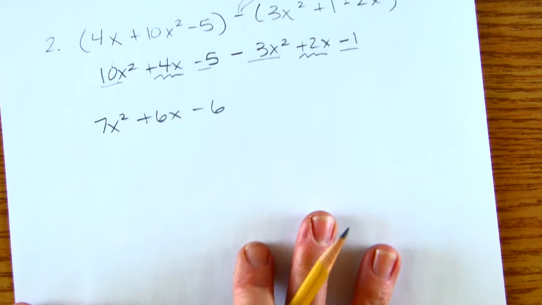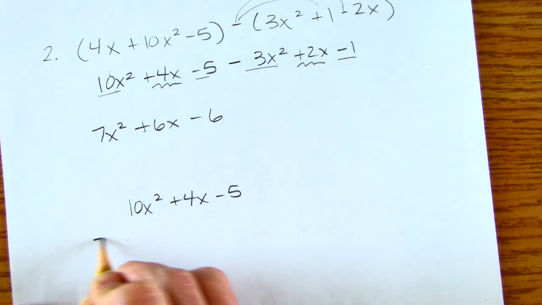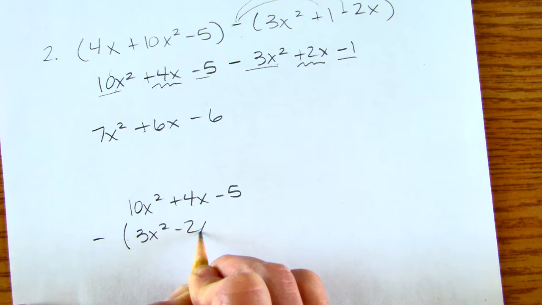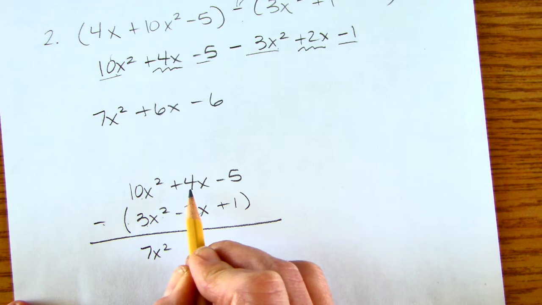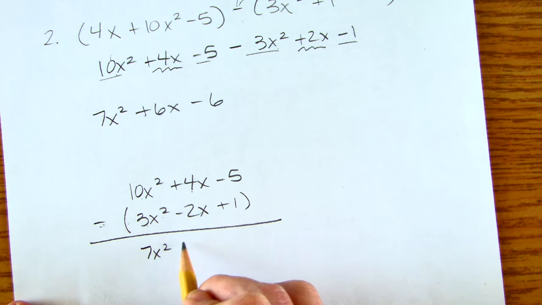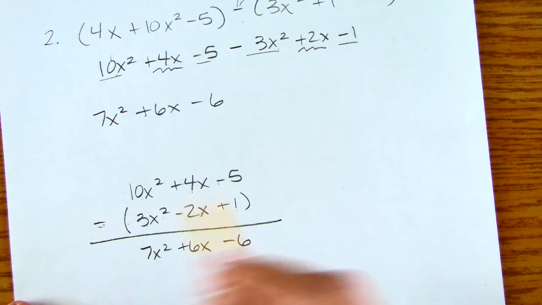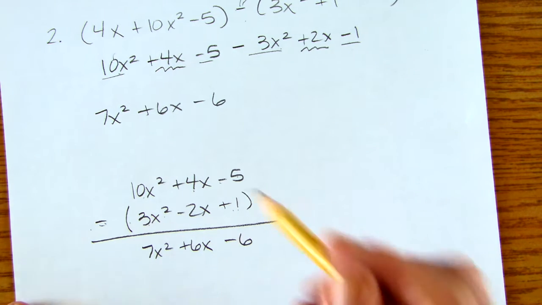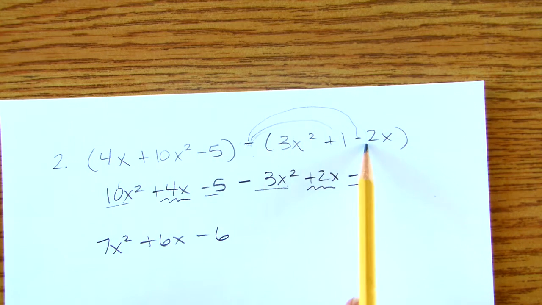Again, vertically, I would have 10x squared plus 4x minus 5, and then this was minus 3x squared minus 2x plus 1. And then 10x squared minus 3x squared is 7x squared. A 4x minus a minus becomes a plus. And a negative 5 minus a 1 gives me negative 6. If the temperature is negative 5 and I drop 1 degree, I'm now at negative 6. So just notice that when you're subtracting, you have to make sure that that subtraction belongs to everybody. So that was the key with that.